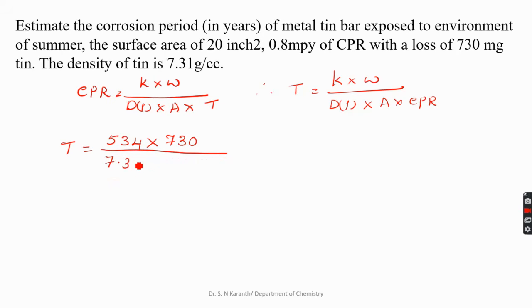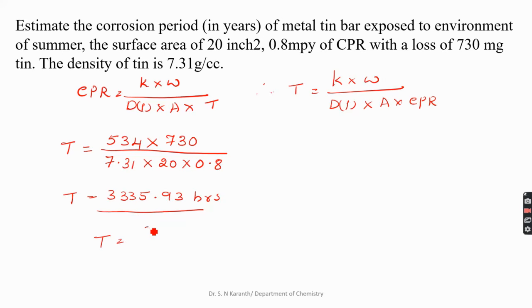Then 7.31 is the density. Area is 20 inch square. Then for the time period, which you have to calculate, they have given the CPR 0.8. So T becomes equal to 3335.93 hours. But they asked to calculate in terms of years.